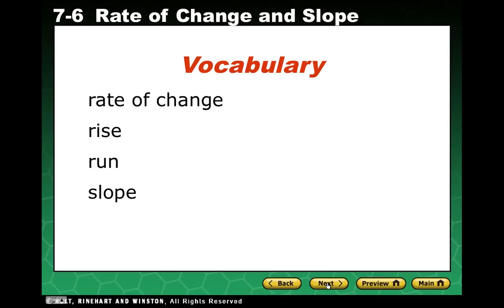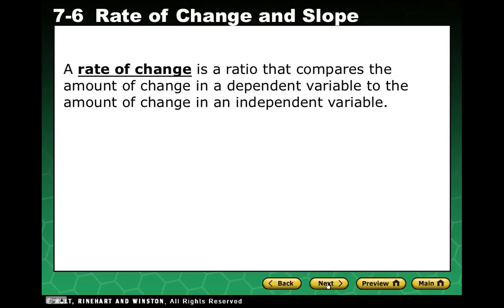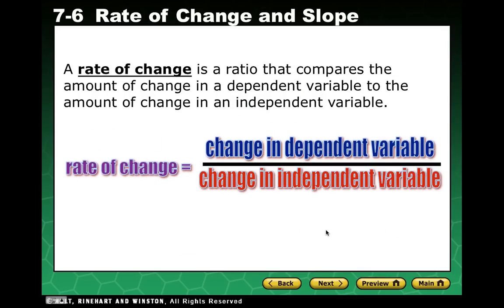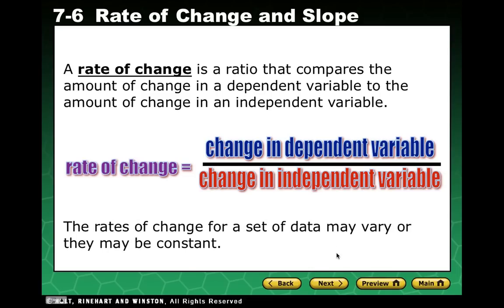So a few vocabulary words we're going to be talking about today: rate of change, rise, run, and slope. The rate of change is a ratio that compares the amount of change in a dependent variable to the amount of change in an independent variable. The rates of change for a set of data may vary or they may be constant.